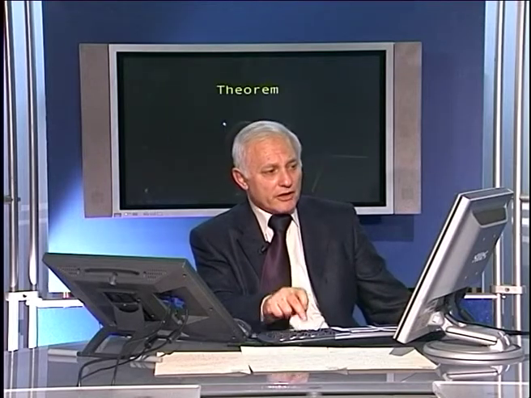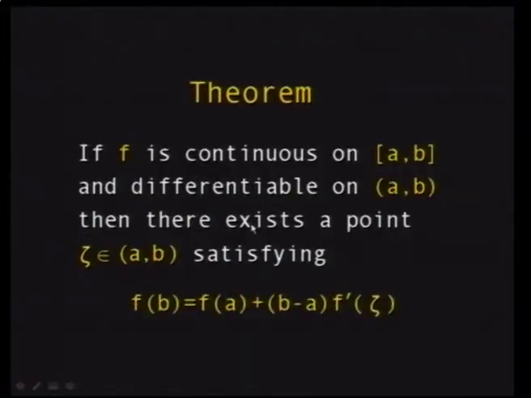Now, from Rolle's theorem, you get a very important theorem called the mean value theorem. The mean value theorem tells you the following. If f is continuous on the closed interval AB and differentiable on the open interval AB, then there exists a point zeta in AB satisfying this expression here.